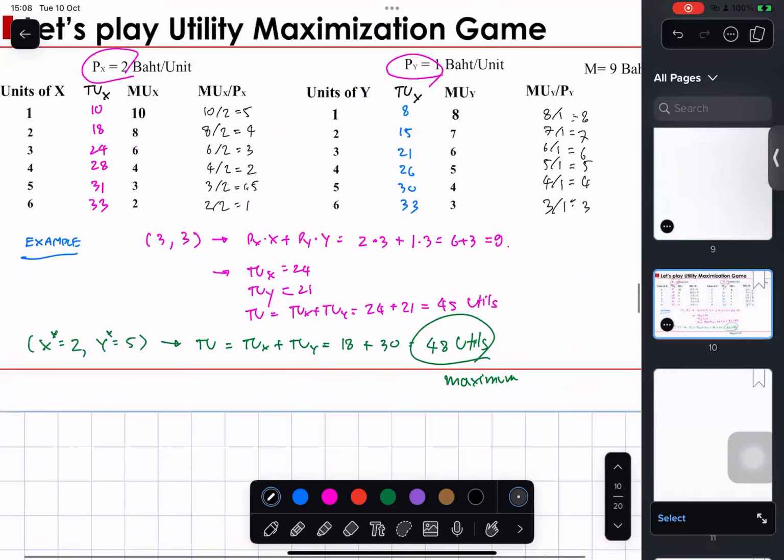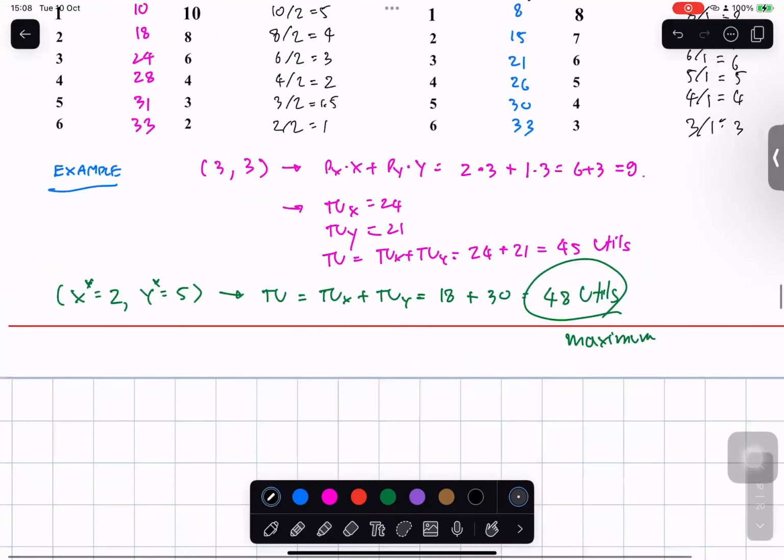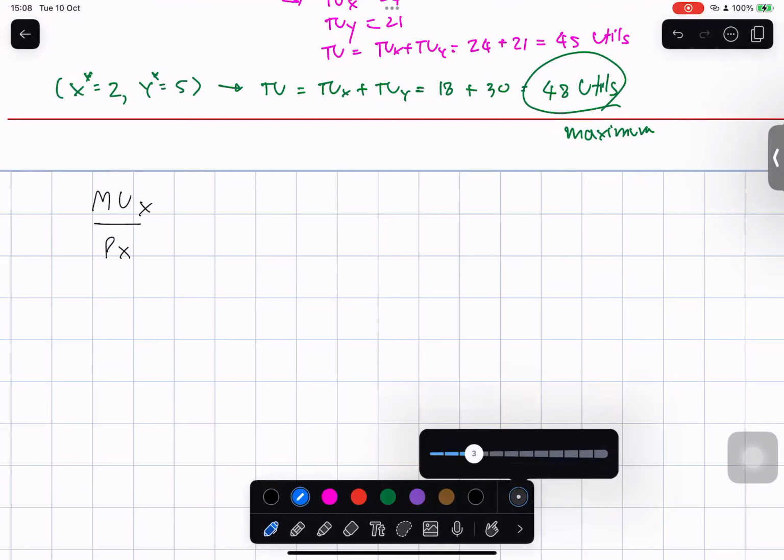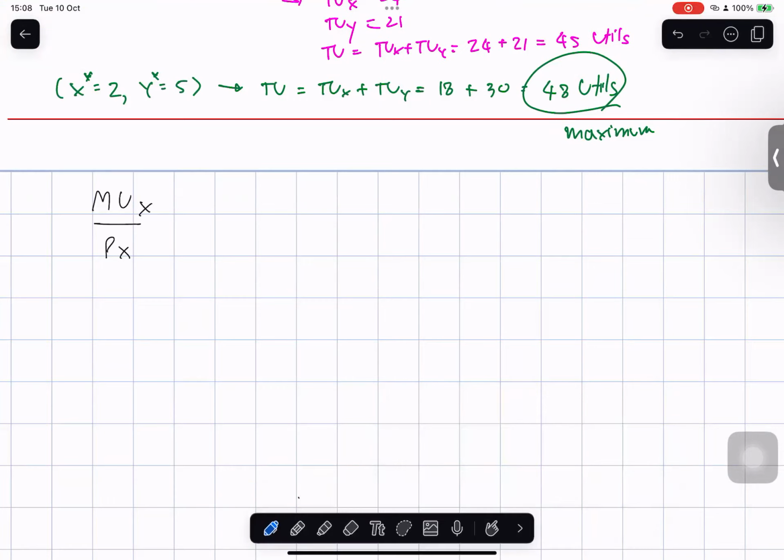We better understand this term first before we continue here. Marginal utility per baht. When this guy spends on good X.